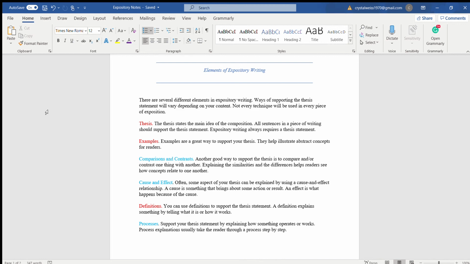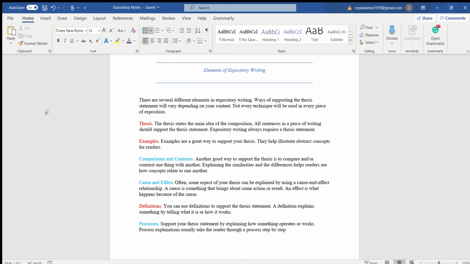Cause and effect. Often some aspect of your thesis can be explained by using a cause and effect relationship. A cause is something that brings about some action or result. An effect is what happens as a result of the cause. And there might be a topic that you pick that maybe something like this is going to be a part of your example essay. But just remember, the example is the important part here, not the cause and effect. The example could have a cause and effect, but it's the example that is the important part of your essay, okay?